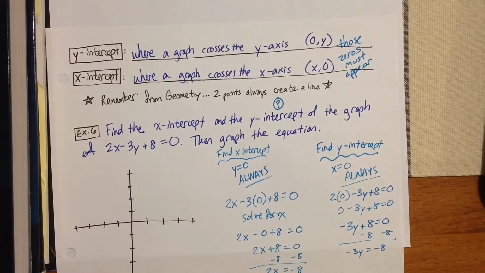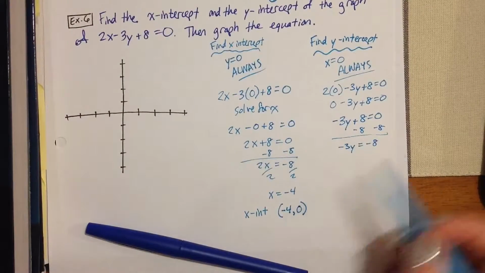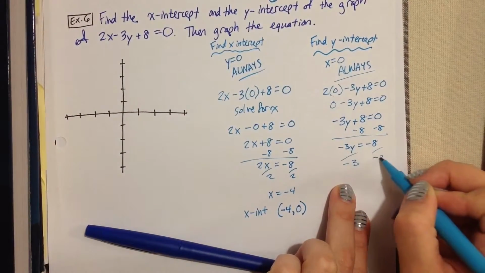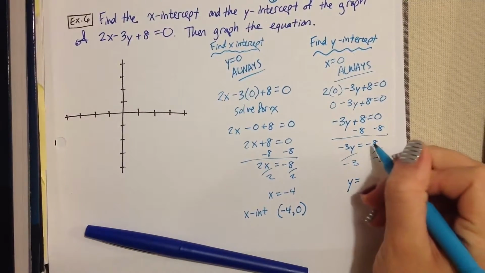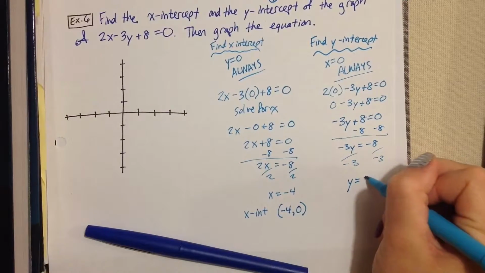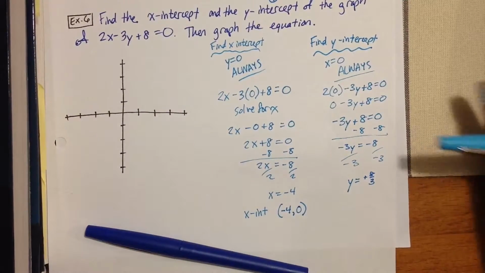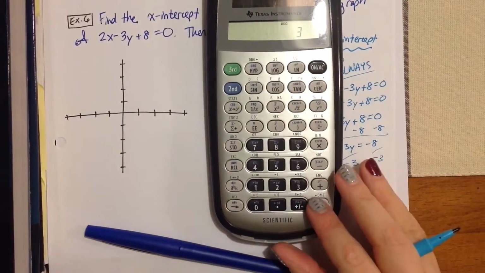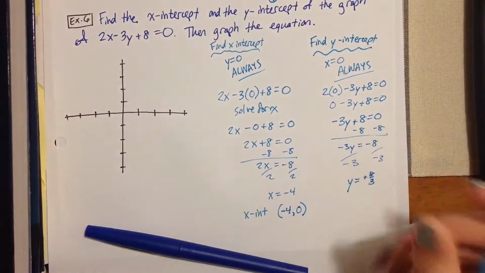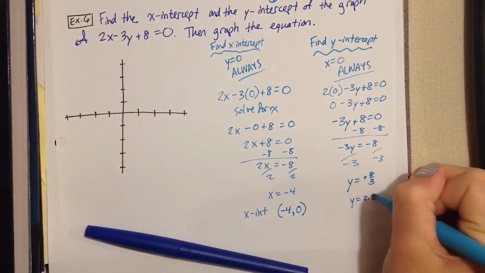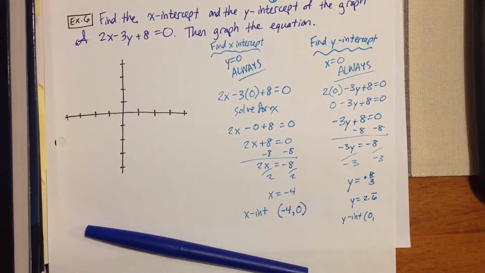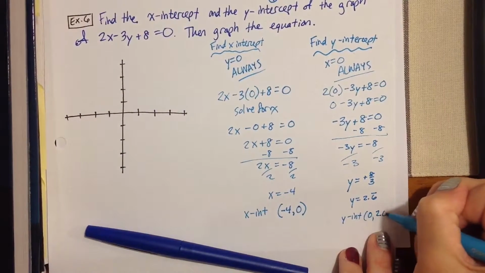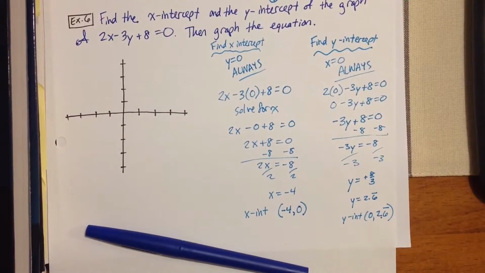Last step, I'm going to divide by 3, and I see that it's not going to be quite as nice of a number as my x-intercept. But let's take a look. This is y equals negative divided by a negative is a positive 8/3. On my calculator, 8 divided by 3, I get 2.6 repeating. Positive 2.6 repeating. So my y-intercept is 0, 2.6 repeating.